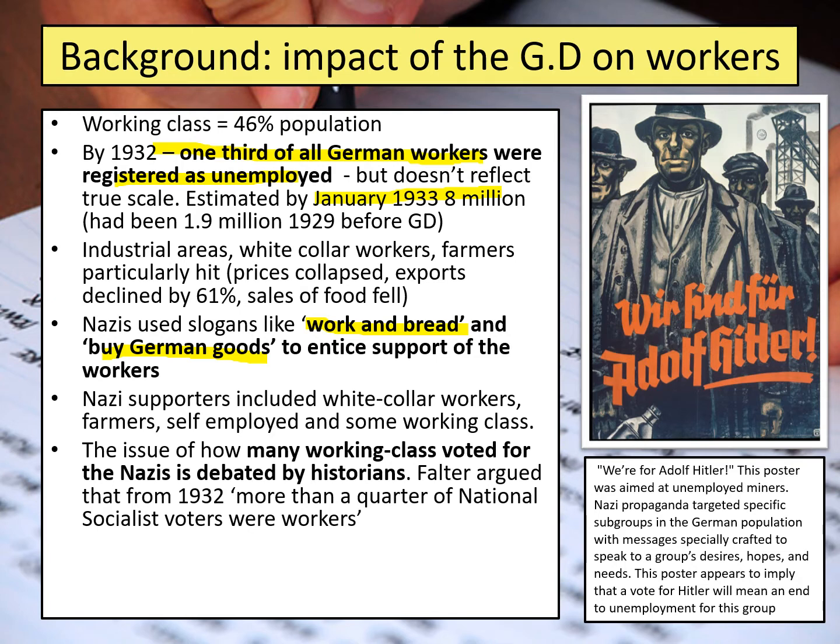Now, how many working class people voted for the Nazis is something that is really debated by historians. It's very difficult to work out exactly who voted for who, because there has to be some kind of regional analysis thinking about the types of communities and what groups within those communities would likely have voted for the Nazis. There is, however, a historian called Falter who argues that more than a quarter of National Socialist voters were workers. But as I said, it's quite hotly contested by different historians.